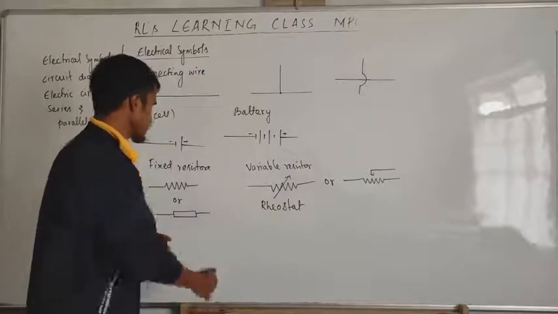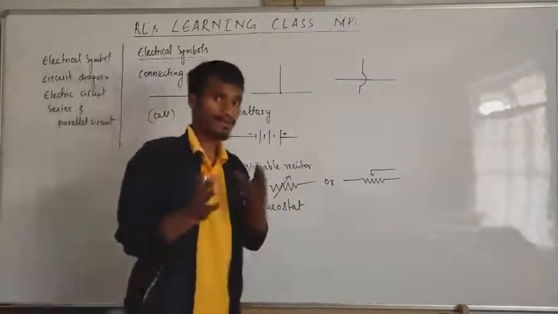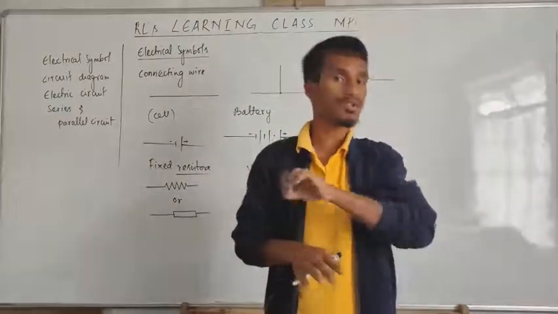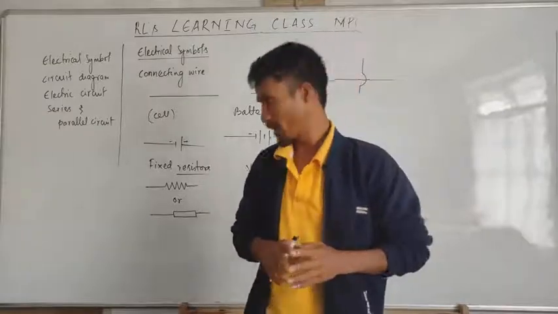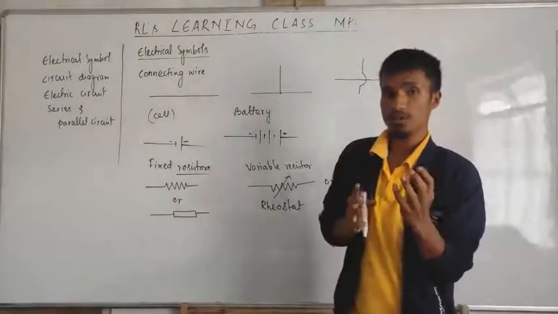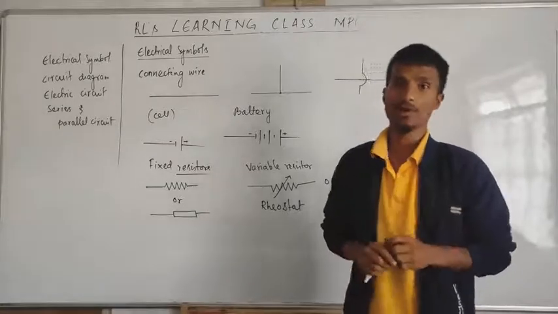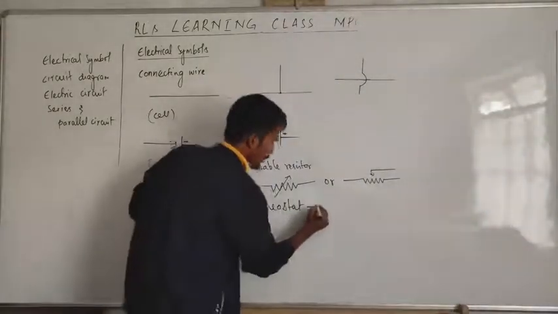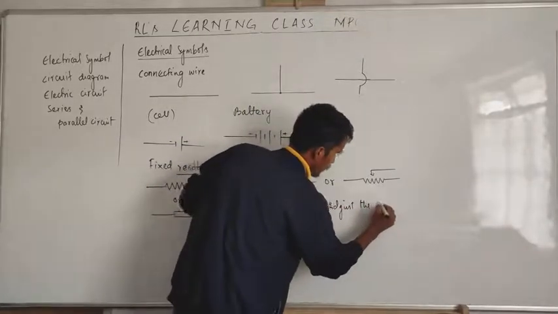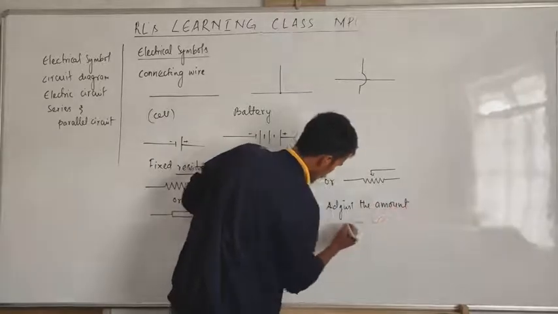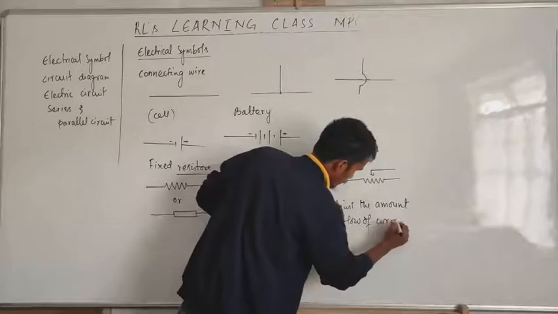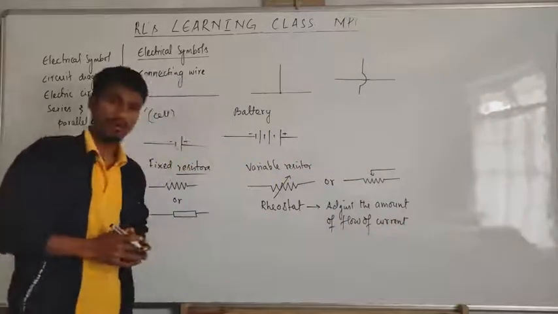Rheostat is like a resistor, it's like a resistor only, but there is a difference. Resistance means once we set the resistance, we cannot change the value, fixed. But a rheostat means we can. What's the function of a rheostat? To adjust the amount of flow of current. Remember this.